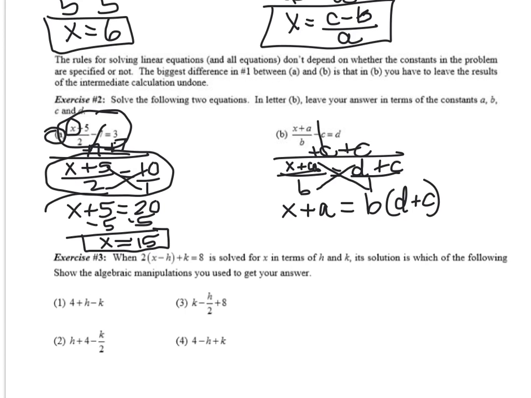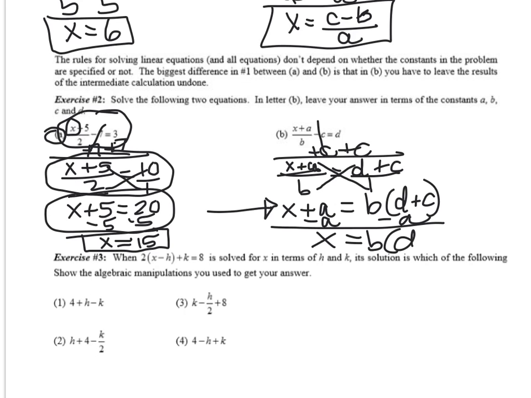Now at this step, to get the x by itself, we subtracted 5 from both sides. So we're at the same step here. To get x by itself, we're going to subtract a from both sides. And we find our solution is x equals b times d plus c minus a. And that's your solution. You have solved for x in terms of b, d, c, and a.